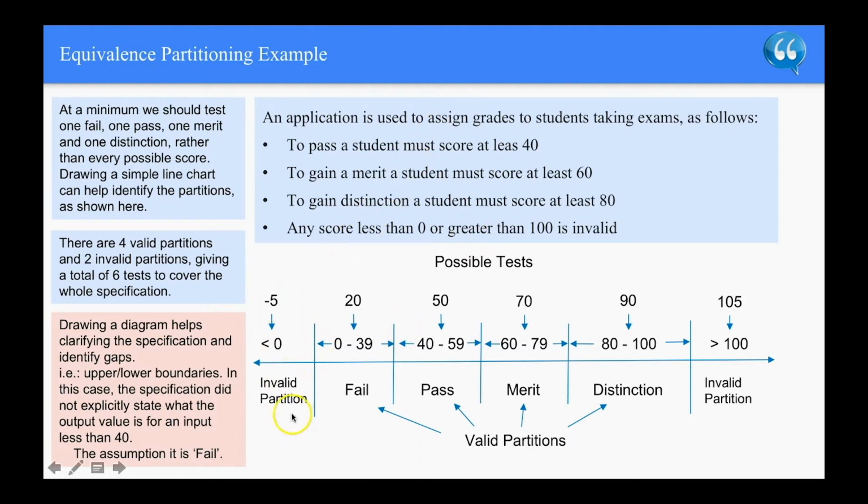So there's no point in testing anything less than 0 other than to identify that this is an invalid partition. Drawing a diagram helps clarify the specification and identify the gaps. Regarding upper and lower boundaries, in this case the specification did not explicitly state the output value for a score less than 40. So the assumption is it will be a fail.